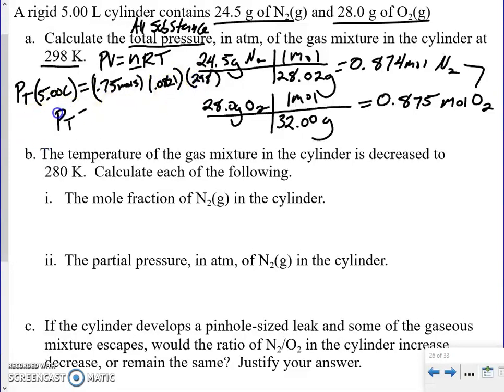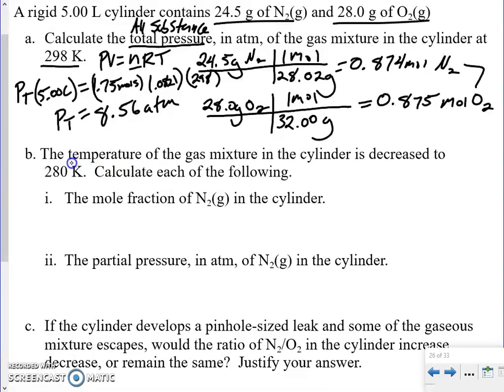All right, total pressure, excuse me. So we solve it: 1.75 times 0.0821 times 298, and that's all going to be divided by 5 to isolate our P, and we're left with a total pressure of 8.56 ATMs. So pretty straightforward and pretty easy for us to do.